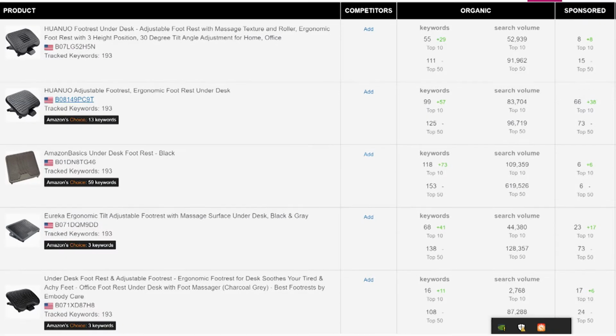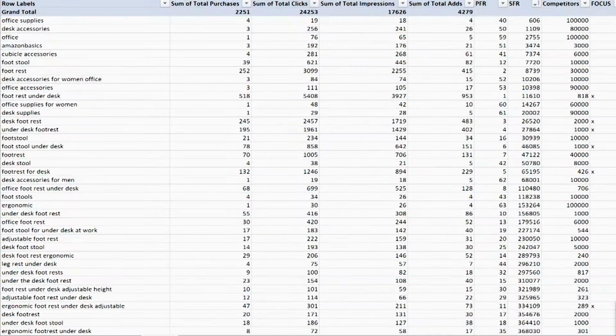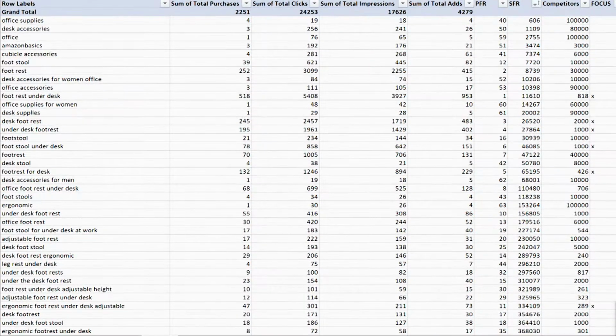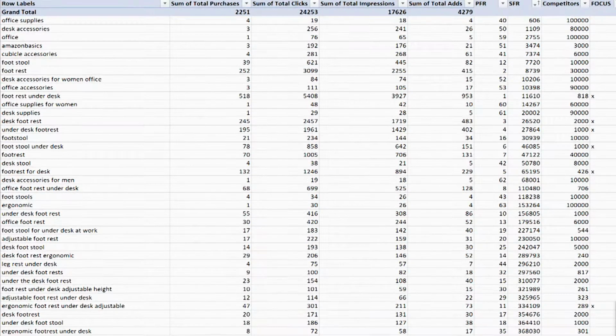So here's another product, another sample. I guess it's a footrest. We have 5 competitors, five ASINs, and we wanted to build a list of keywords based on the ASIN. So if you look at it, I'll look at it over here. So you guys can look over there.